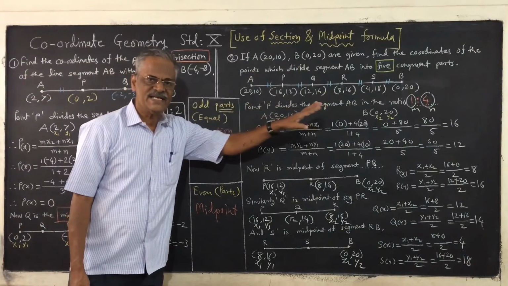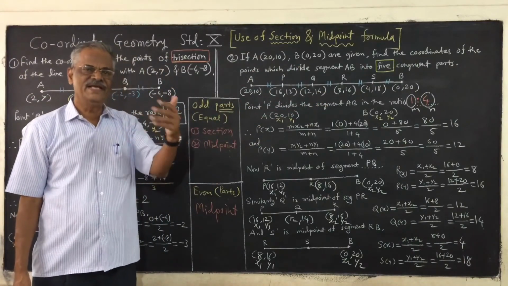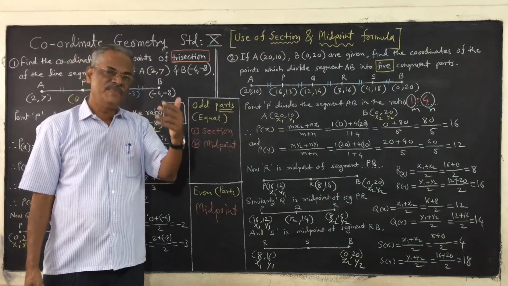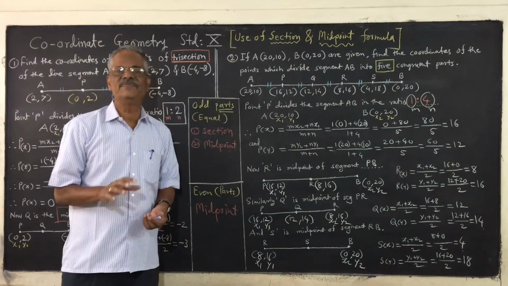5 parts are there. Use the section formula first. After that, you can use the midpoint formula. So this is a very important problem for you.